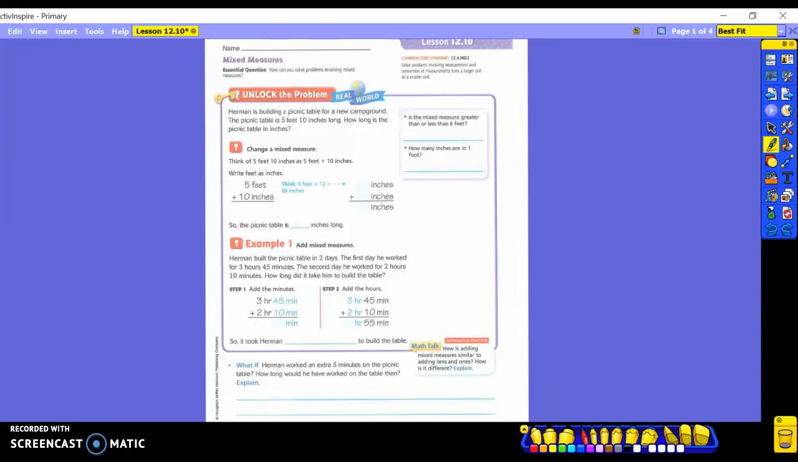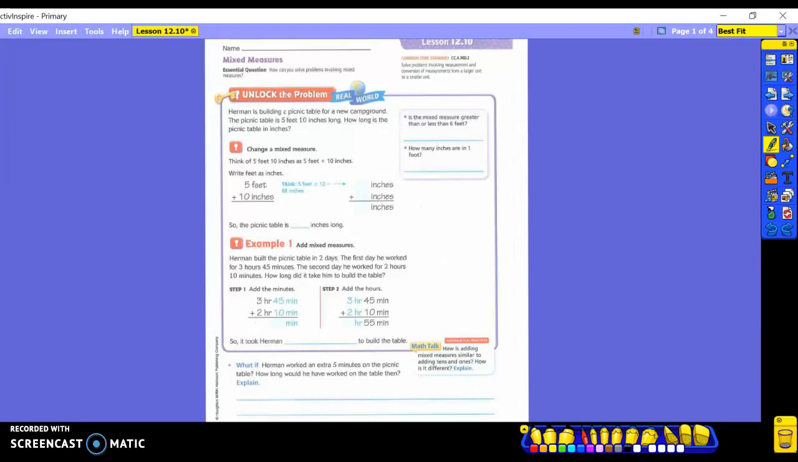Today we're going to be discussing some mixed measures. We're going to be solving some problems involving mixed measures. These are all of the things that we have done in the past, showing you some different ways of doing them. Let's read the first problem, please.